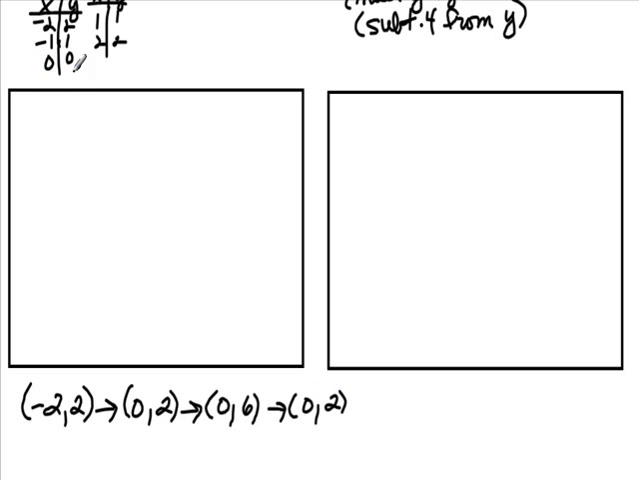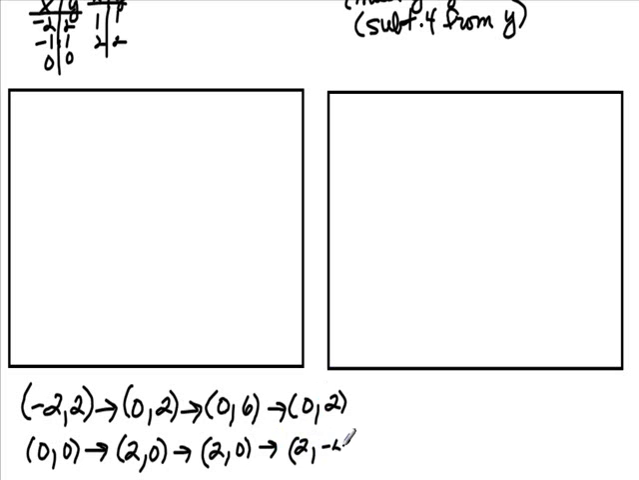Let's do one more. The (0, 0), which is the vertex of the absolute value, and make sure it follows what we know. So the vertex, we would move it over 2 units to the right to be (2, 0). We would multiply the y values by 3, which would take that to (2, 0). And then we would subtract 4 from the y to be (2, -4).